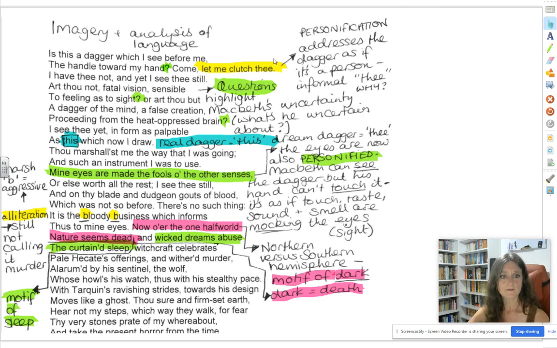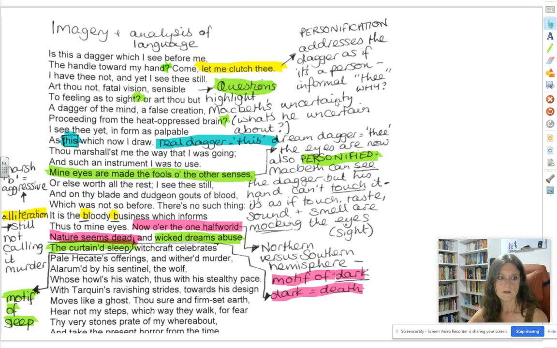Okay, right, so the first of the personification, he talks to the dagger, he addresses it as if it was a person, using the informal thee. "Come, let me clutch thee, I have thee not, and yet I see thee still." Why is he talking to the dagger as if it is a person?